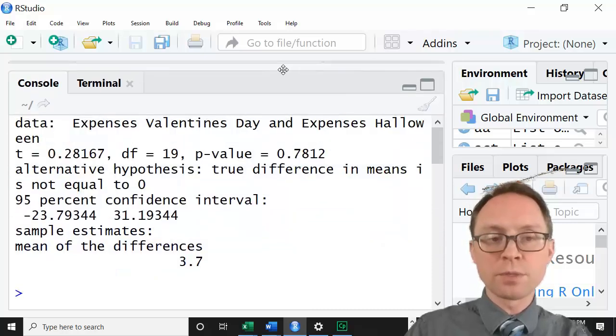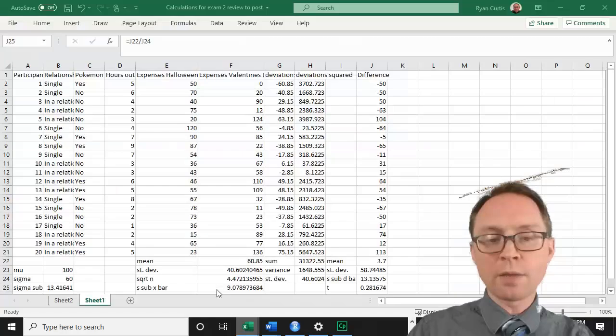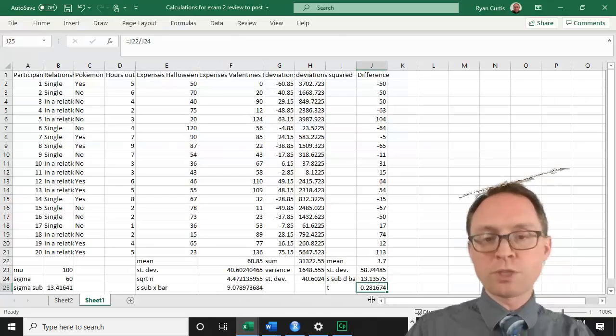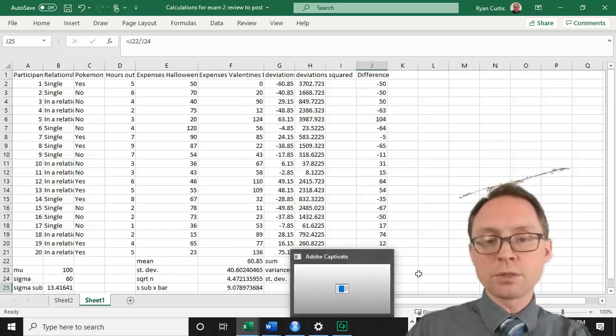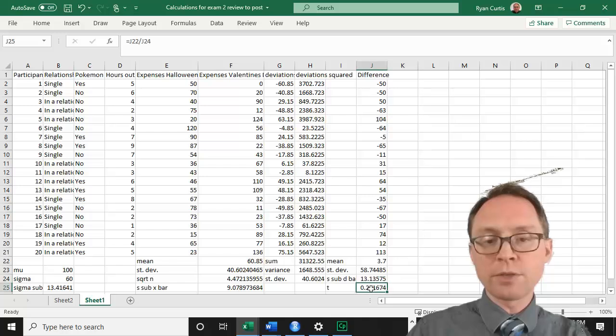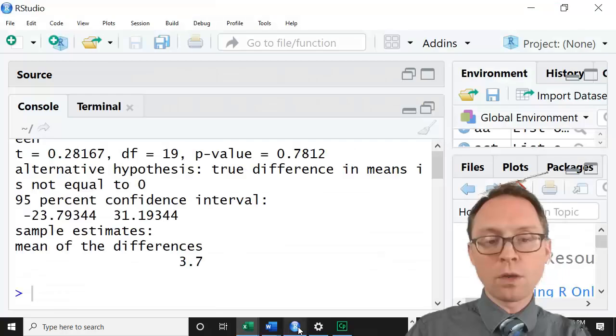Let's move this up so you can see. T equals 0.28167. Let's see if that's the same as what we calculated before. T equals 0.2816. Oh, we are so good. Look at that. So great. So the answer to this question is 0.28167. You can find it here. You can find it here. Or you can find it here. That's the correct value.